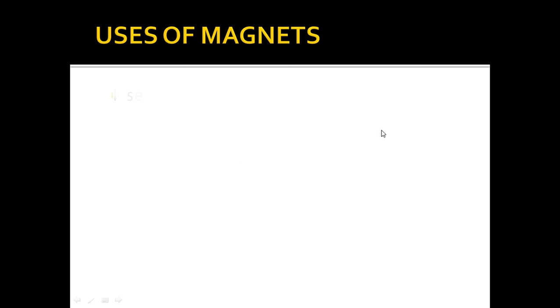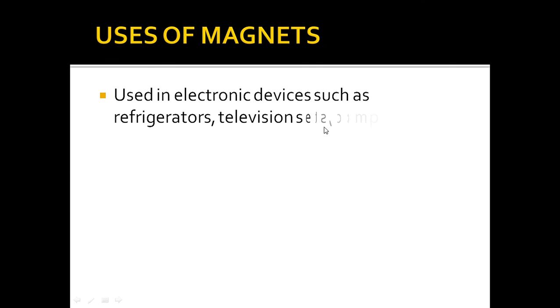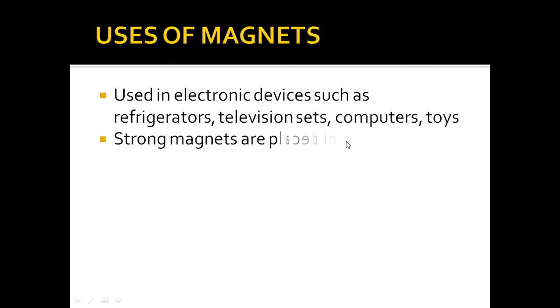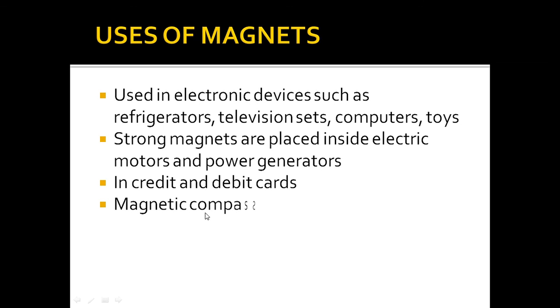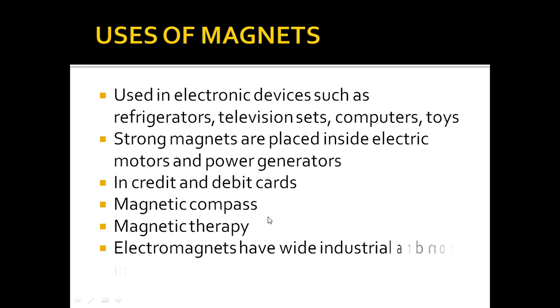Uses of magnets. Used in electronic devices such as refrigerators, television sets, computers, toys, etc. Strong magnets are placed inside electric motors and power generators. In credit and debit cards, there is a magnetic strip which uses magnets. Magnetic compass. It is also used in magnetic therapy, which is in the field of medical. Electromagnets have wide industrial and non-industrial application.